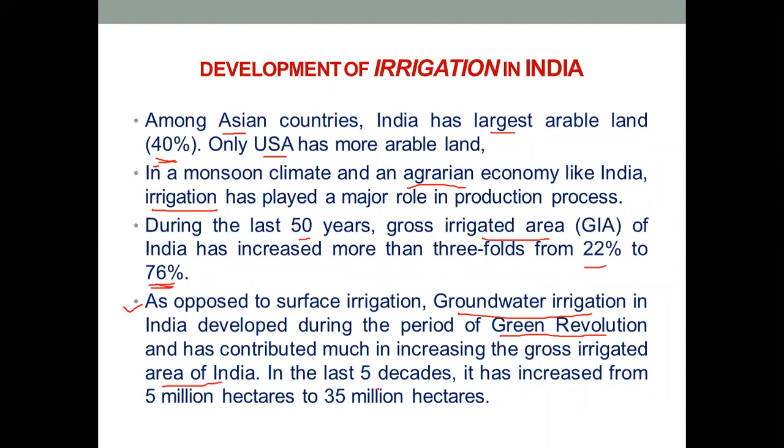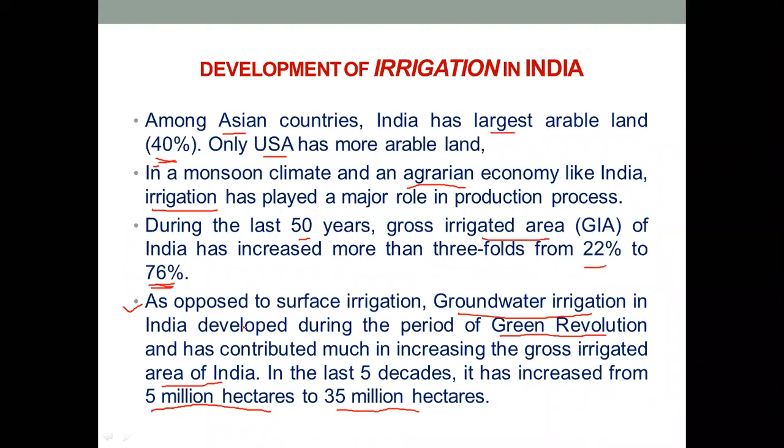In the last 5 decades, that is in the last 50 years, the total gross irrigated area was just 5 million hectares. Now it is 35 million hectares. So I hope you understood this? So this was the development of irrigation in India. It was just a brief development.